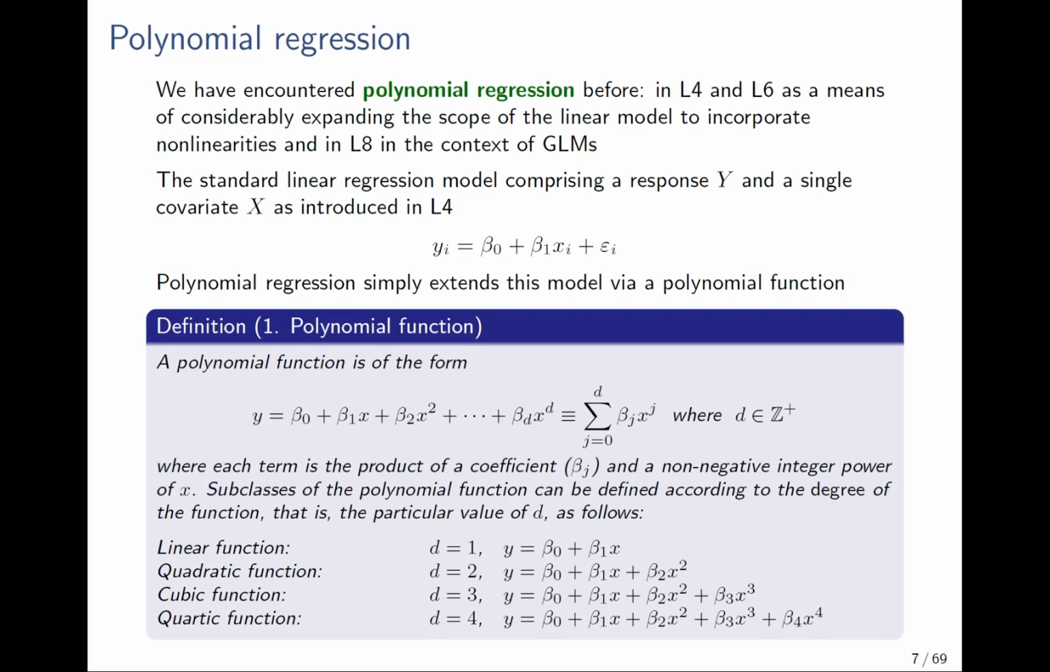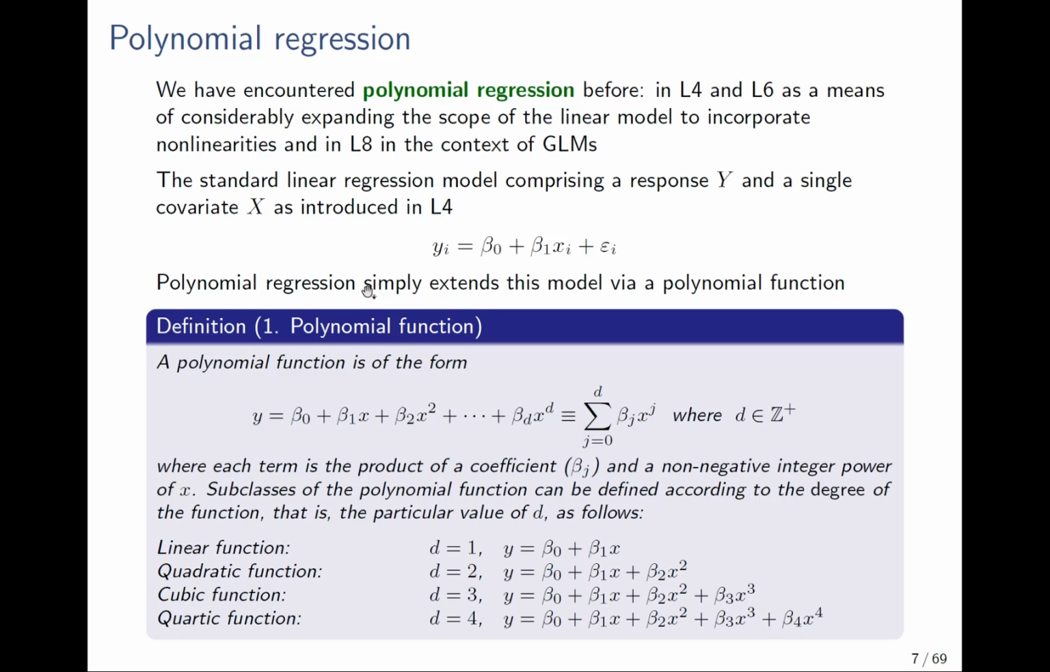within the generalized linear model context. So, as I said, we're going to deal just with a single covariate because that's going to improve our focus here, which is simply on nonlinear relationships. So we'll simply focus at the moment on one. And we know that the standard linear regression model, comprising a response y and a single covariate, as introduced in lecture 4, takes this form here.